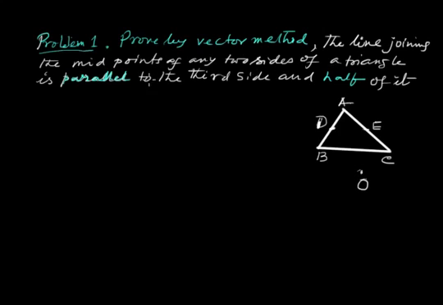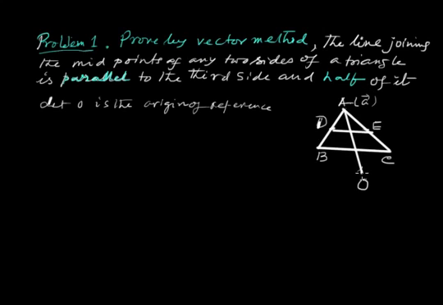to prove the line joining the midpoints of any two sides of a triangle is parallel to the third side and half of it. So first we have taken D and E as the midpoints, and if we join them, we are getting DE. Now we are taking O as the origin of reference. Okay, now from A we define a vector A as the position of A. So this is our OA, the position vector of A.